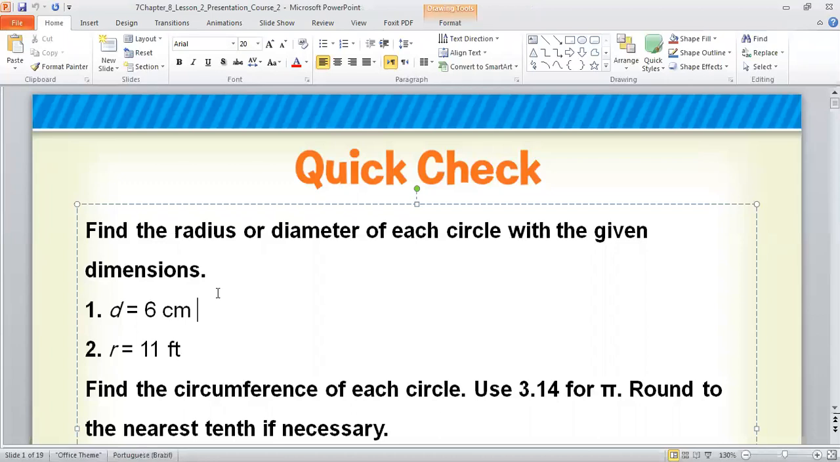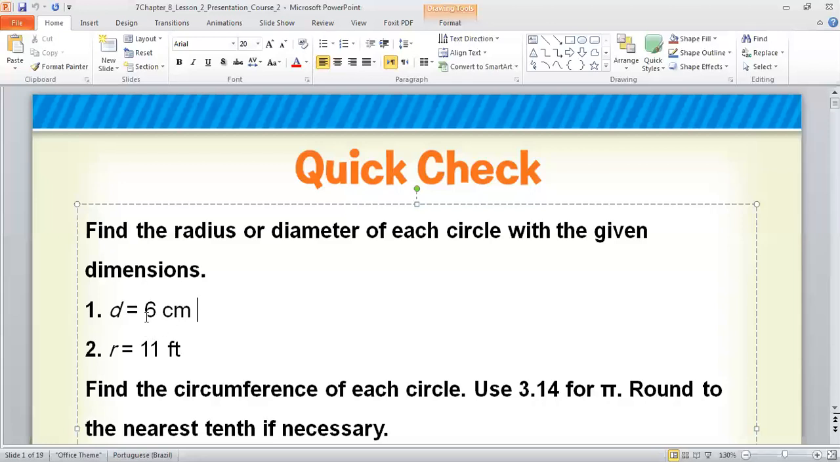I said that before, Faisal, if you remember, the diameter is double the radius. So if you have the diameter, divided by 2. If you have the radius, multiply by 2. So the diameter is equal 6, right?